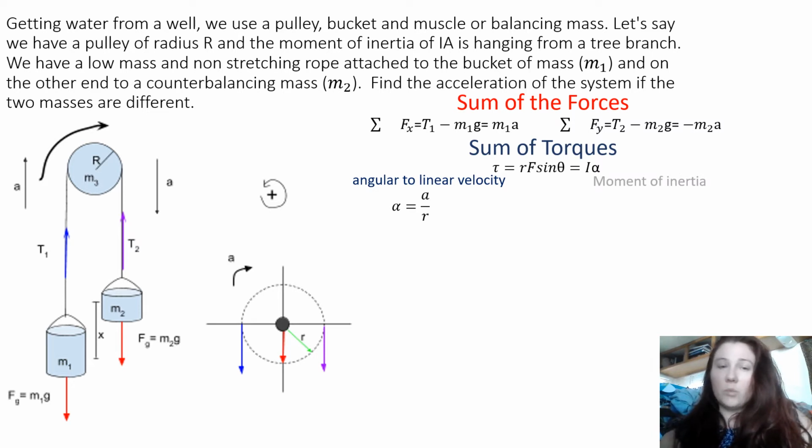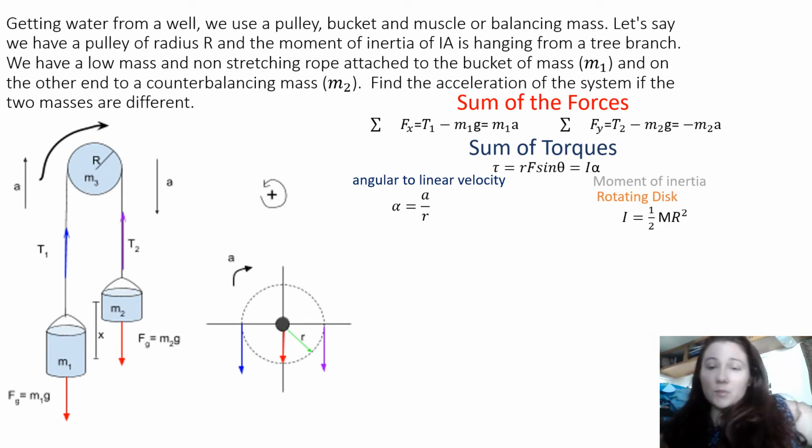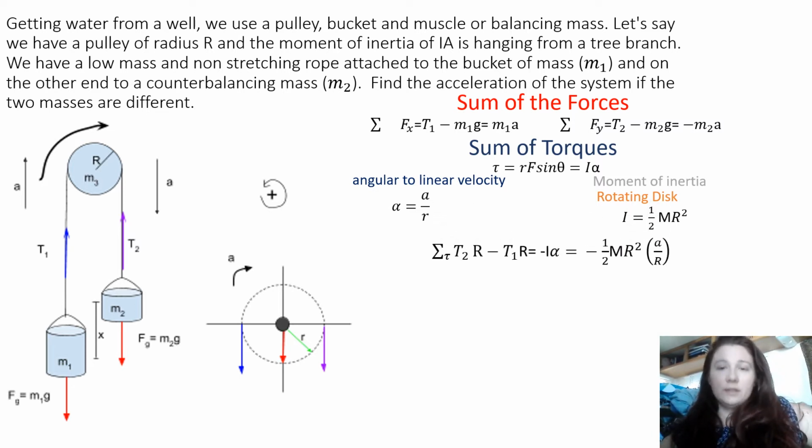Well, when considering the moment of inertia, we need to factor in the shape of the object that we're using. And the shape here, the shape of a pulley, is a rotating disc. So we have a special equation that's just for that. Each shape has a different type of moment of inertia equation. And for a rotating disc, the inertia is equal to 1/2 times the mass times the radius squared. Okay, so now we can do the sum of the torques.